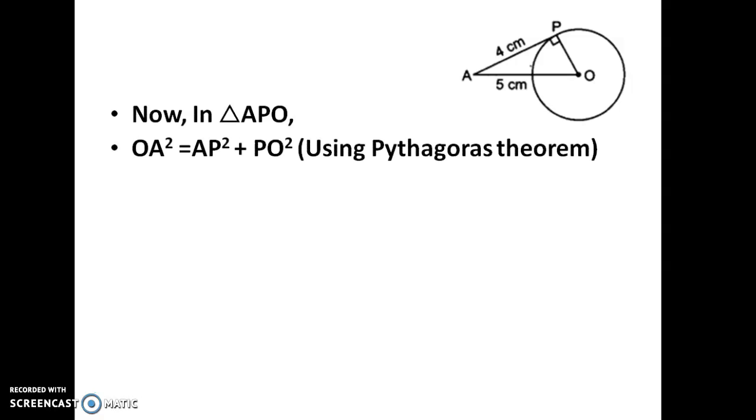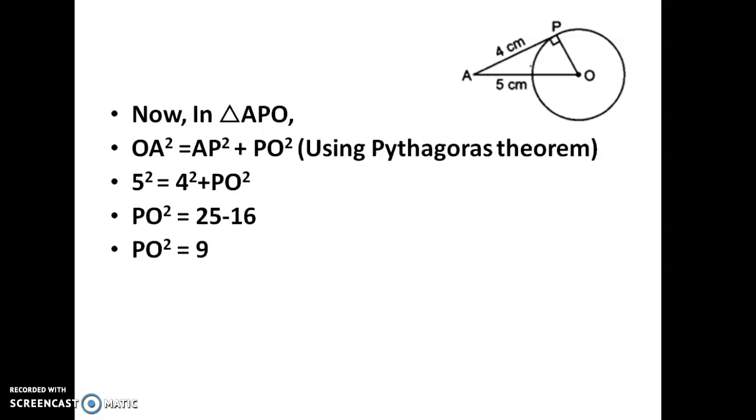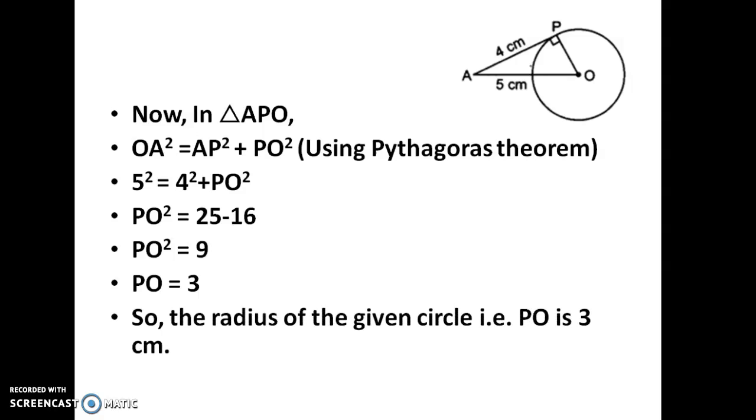Now from the triangle, this triangle is a right triangle. We know, right? Here it is 90 degrees, so it is a right triangle. So we can use Pythagoras theorem. Substituting, we get 5 square is equal to 4 square plus PO square. So PO square is equal to 25 minus 16, that is 9. Taking square root on both sides, we get PO equal to 3. So the radius of the circle is 3 cm.